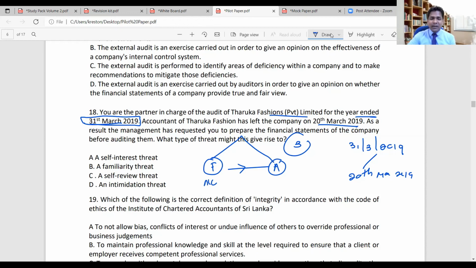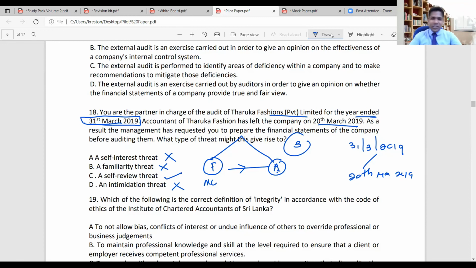But what is going to happen? The auditor can prepare the financial statements. But the problem is, once he prepares them, who is going to review? He is going to review the financial statements prepared by whom? Himself. Right? Self-interest? No. Familiarity? No. Self-review? Yes. Intimidation? No.